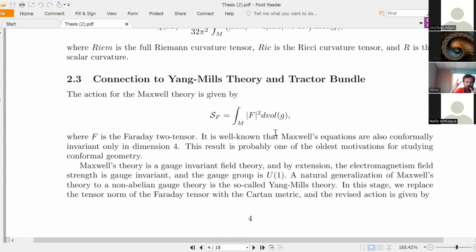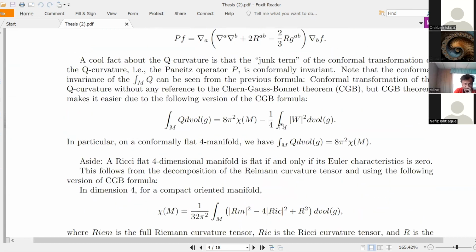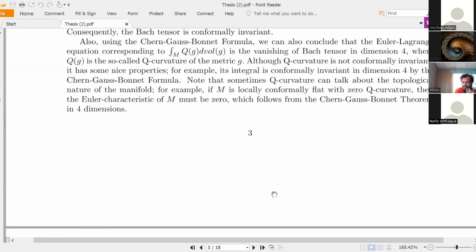It depends whether you want a free Maxwell equation, source free, or the general version. In that case, you need to do a little bit of modification here, but the mathematics doesn't change much. So let's say I'm talking about the free Maxwell equation. It was well known, and the argument is very simple. You can prove this action is conformal invariant only in four dimensions. The proof is exactly similar to this one.